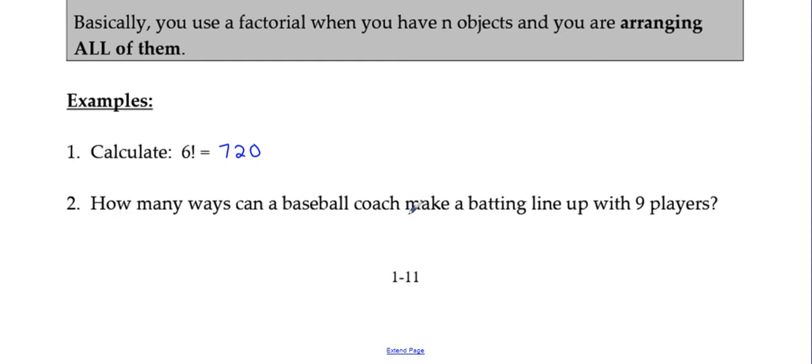Here's another example. How many ways can a baseball coach make a batting lineup with 9 players? Well, that is your value of n. All the batting players or the baseball players are going to bat. So we are going to use all the players. So that's going to be 9 factorial. We have 9 players. We're going to use them all. And that equals 362,880 different lineups.